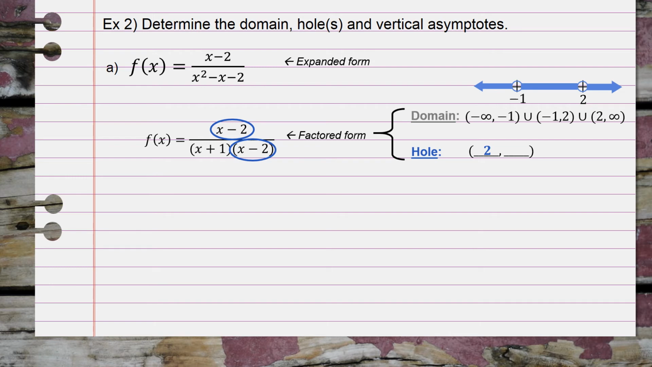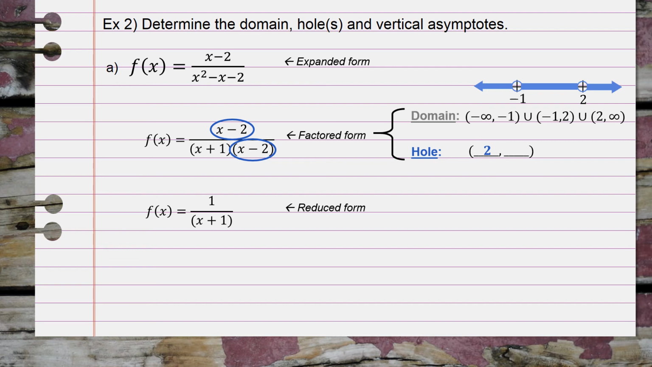But from here, we cannot find the corresponding y value yet. You can find the y value from the reduced form, in other words, once you've removed the common factor. So once we remove the x minus 2's, that leaves us with f of x equals 1 all over x plus 1. This is now our reduced form.